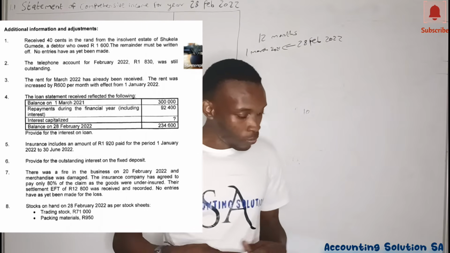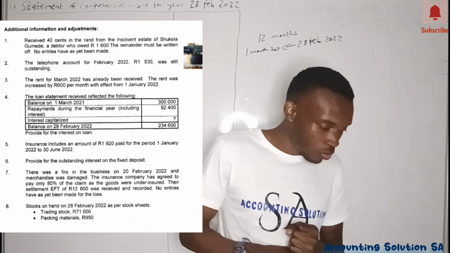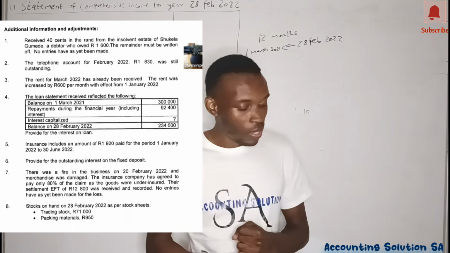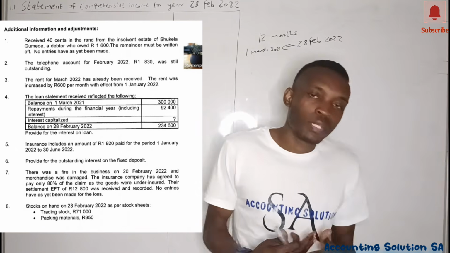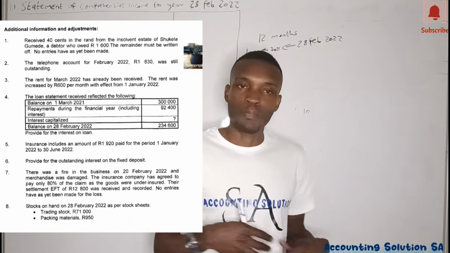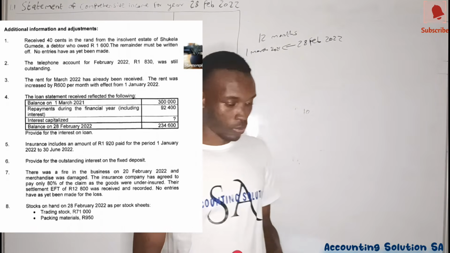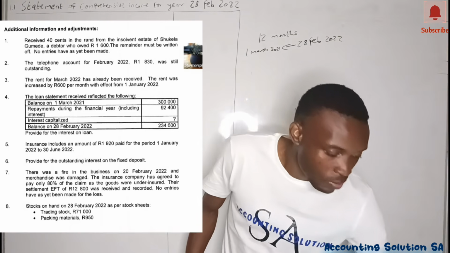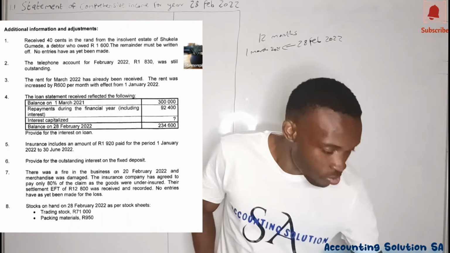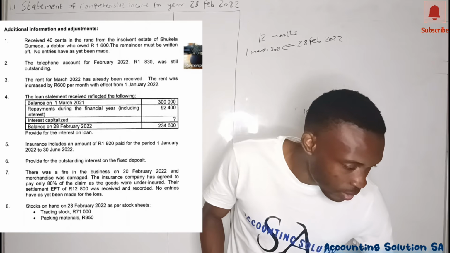Okay. Then the last one, stock on hand on 28 February 2022 as per stock sheet. Trading stock 71,000, packing material we have 9,950. So guys, you have to know that all opening balances that we have, when we open a bracket for calculation, we add them but closing we subtract. Okay, closing we subtract because we are going to use it next year. Opening is the balance for last year. You have to know that. Grade 10. Okay, now we have done reading our transactions.